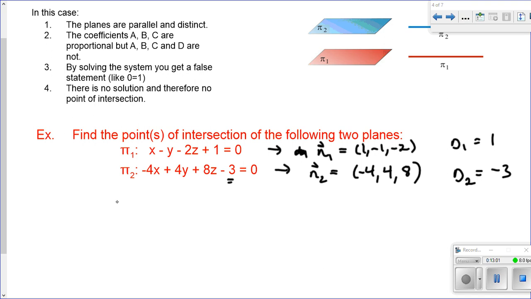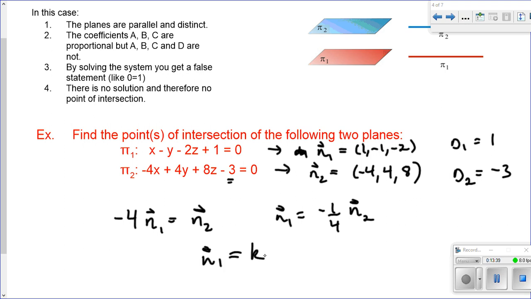Here's what we do. When we look at the normals, we get a feel that they're connected somehow. It looks like if I multiply normal 1 by -4, I get normal 2. Now you might see it a different way. You might say normal 1 is determined by taking negative a quarter of normal 2. If I factor out a 4 from normal 2, I can get normal 1. Either way, we're looking for this type of statement.